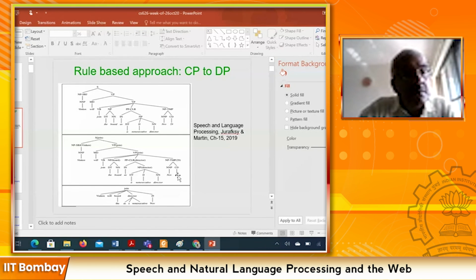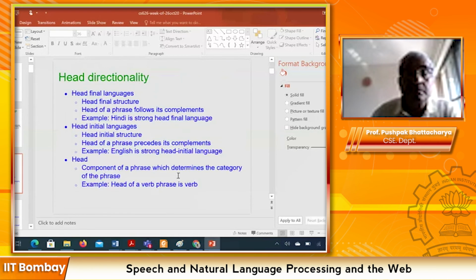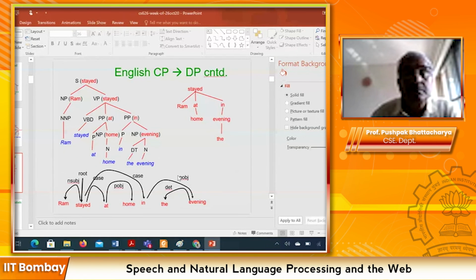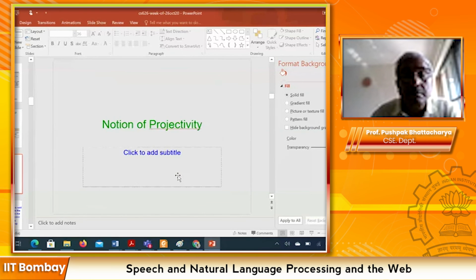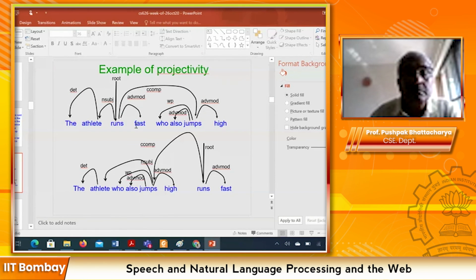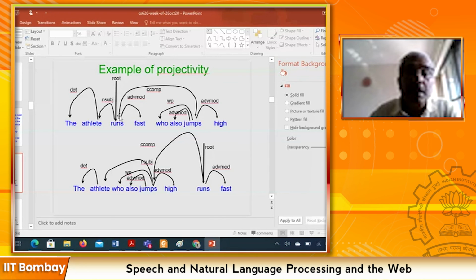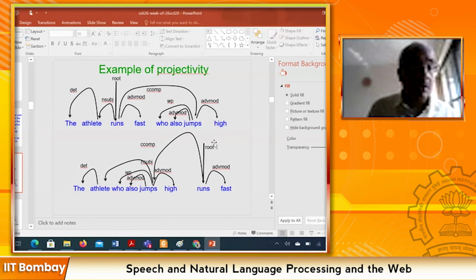Yes, sir, thank you. Sir, I had a doubt. In the definition of projectivity, it's written that there should be a path from the head to every word that lies between head and dependent. In the athlete example, we did have a path from the head, so from runs we have a path to fast. So head is runs here, right? Oh, okay. So I see. The intent is that you go to the modifier, and then from the modifier you should come to the intervening words. So I think that wording has to be modified a bit. I'll do that. Okay, that's all. Thank you.